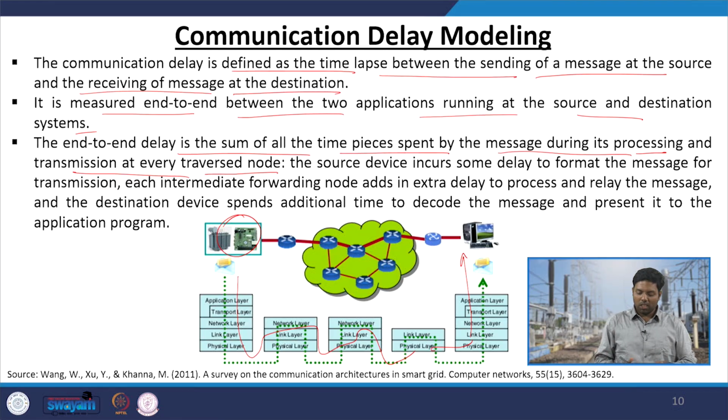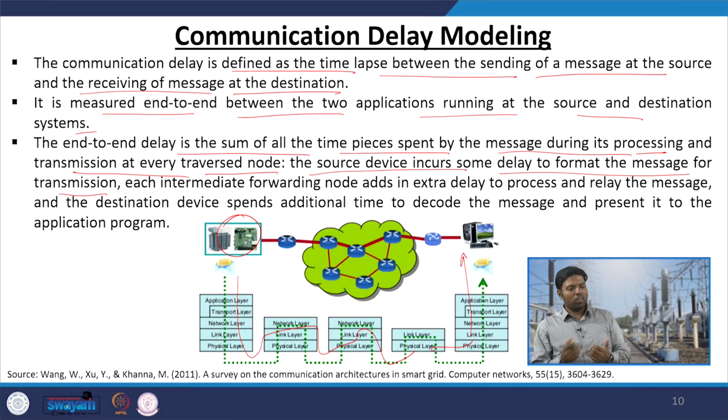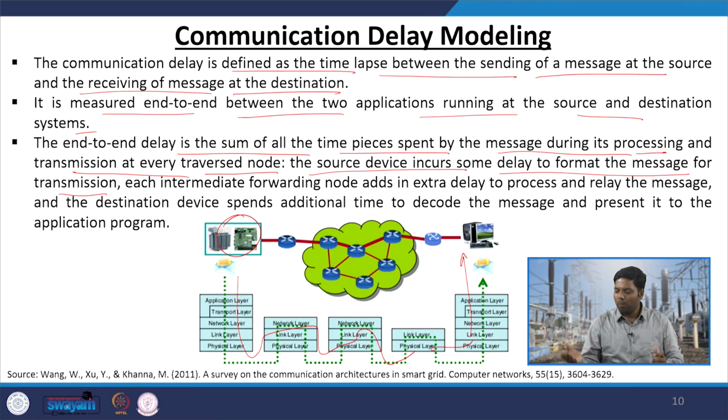This entire journey from the sensing to the processing, how much time elapsed, will tell you the total communication delay. The source device incurs some delay due to formatting of the message for transmission. After sensing, it has to convert it to analog, then analog to digital, then digital to optical light source values, and then it will send it. So, that is taking some time.